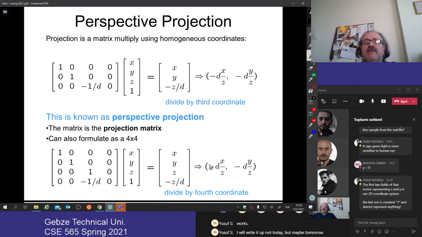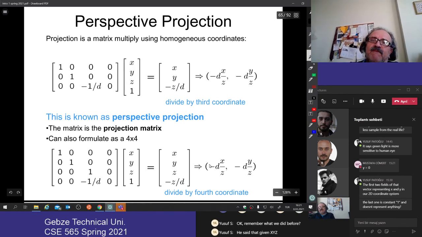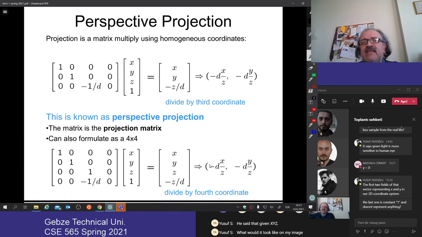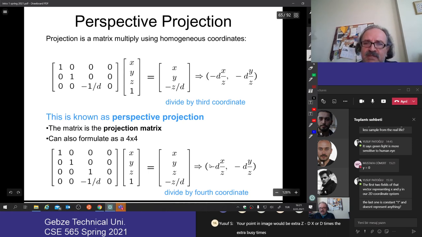Okay, remember what we did before? We said that given XYZ, what would it look like on my image? If your point is XYZ, your point in the image would be X over Z times D, and Y over Z times D, with a minus in front.